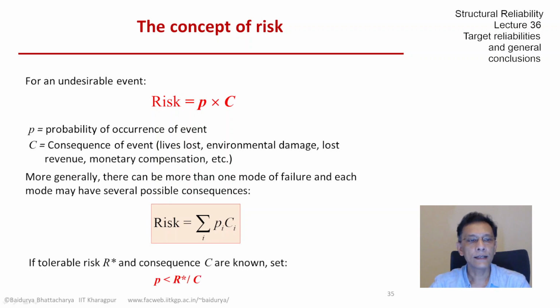And now here is how we can use risk in setting target reliabilities. If we have knowledge about the tolerable risk, we can call it R star, and we know the consequence, then we can derive the allowable probability, the allowable P of F, the target reliability, from the ratio of R star, the allowable risk, over the consequence. So that gives us the idea, and now let us see if we can use this idea to also set target reliabilities.